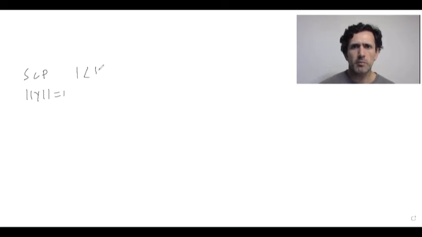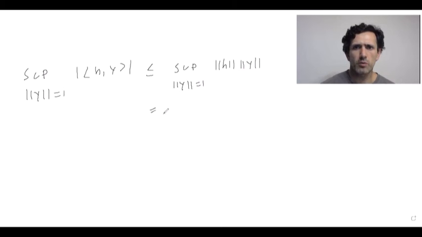Well, it's just the supremum of the inner product of H and Y over all Y with norm 1. Well, by Cauchy-Schwarz, this is less than or equal to the norm of H times the norm of Y. And if Y has norm 1, then this just equals the norm of H. On the other hand, so let me put this here.